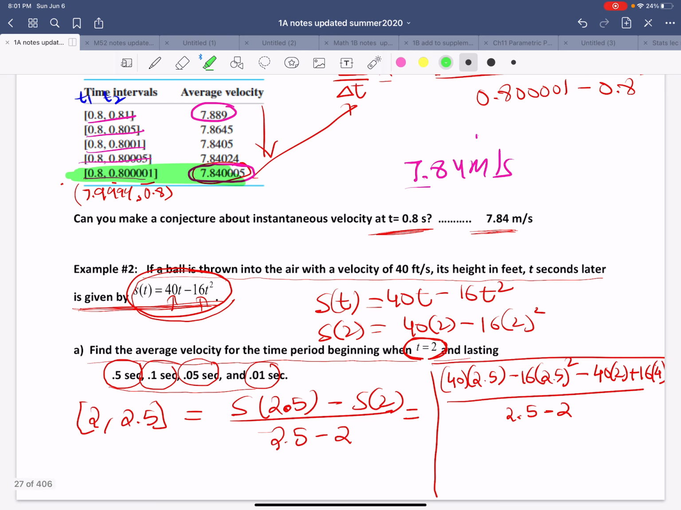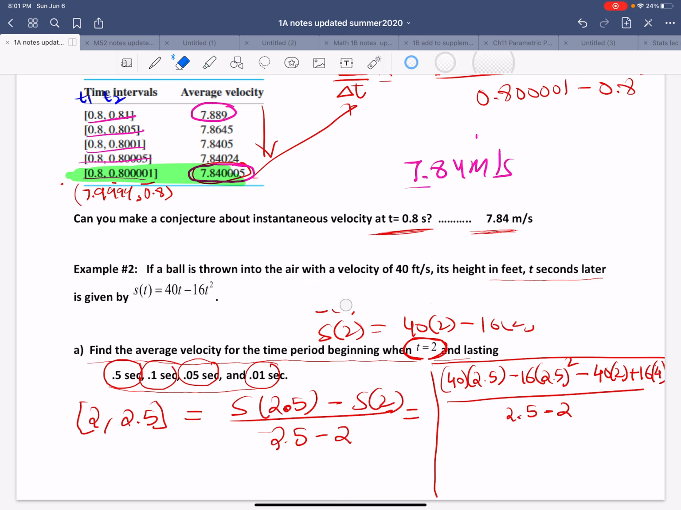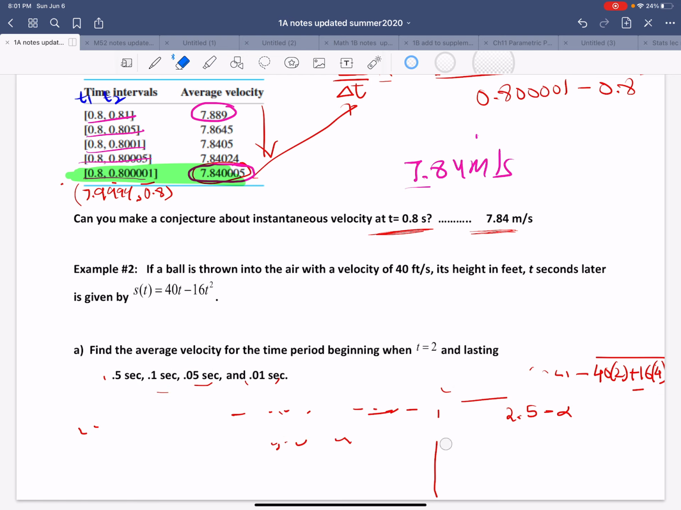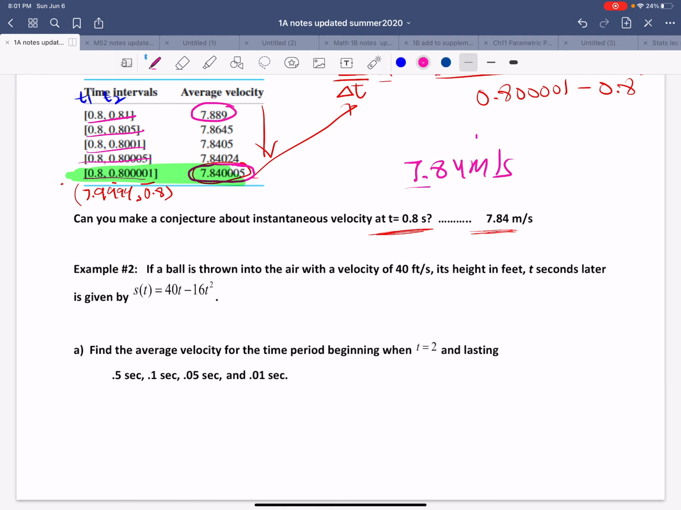Okay, another example. A ball is thrown into the air with a velocity of 40 feet per second. Its height is given by this function. We are being asked to find the average velocity for the time period beginning when t is 2 and lasting all these times. I'm not going to do all of these, but I will help you get started. We want to find the average velocity over the interval starting at 2 to 2.5, because it's starting at 2 and lasting 0.5 seconds, 0.1 second, and so on. So how do I find average velocity over this time?